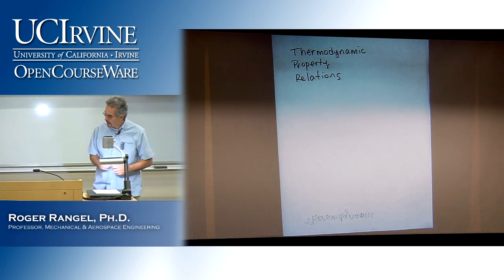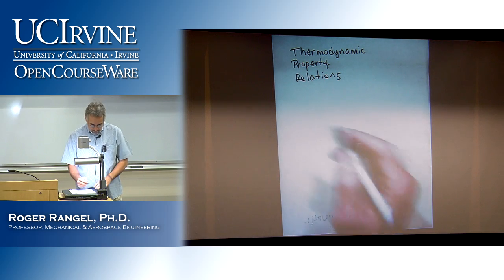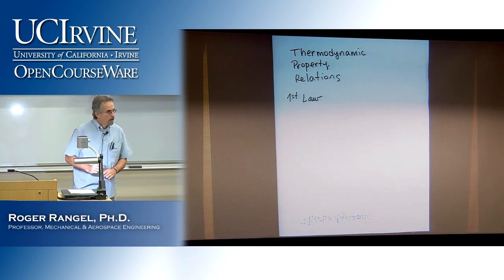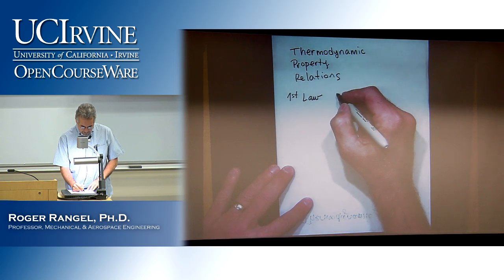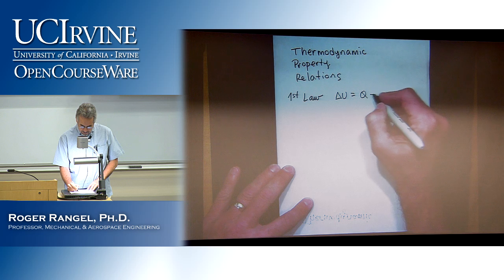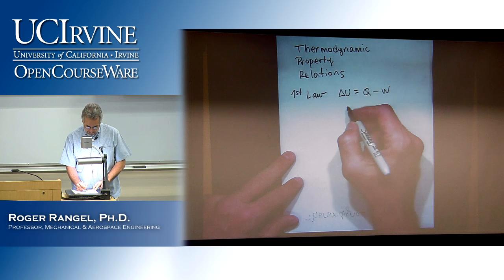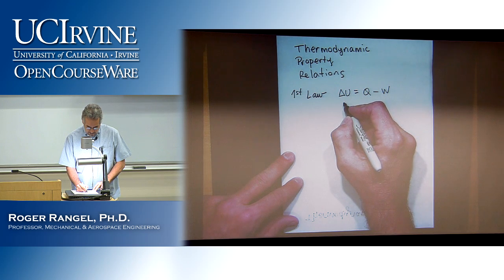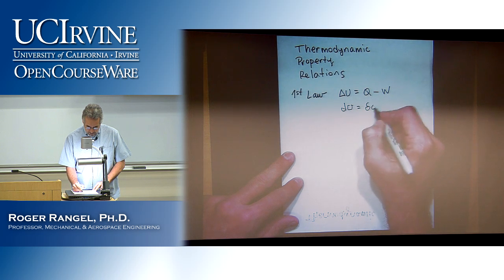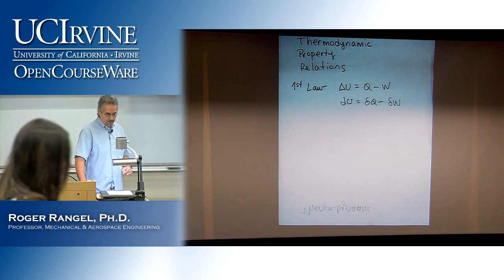If you take the first law and write it for a closed system, we know that we can write delta U equals Q minus W. But we can also write it in differential form. The differential form of this would be dU equals delta Q minus delta W. So that we can write from the first law.